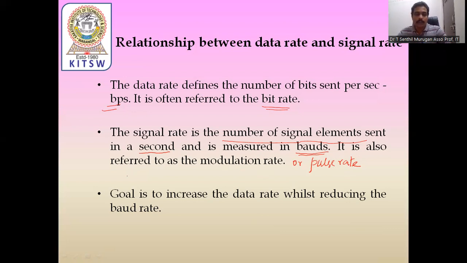So what is our goal? The goal is to increase the data rate while reducing the baud rate. That means we have to increase the data rate. We want to send maximum data with fewer signals. That is our goal.